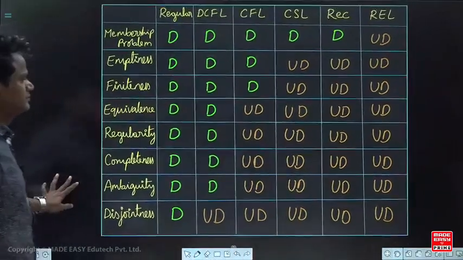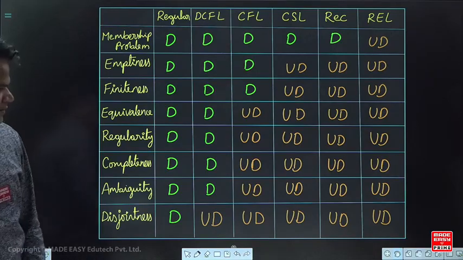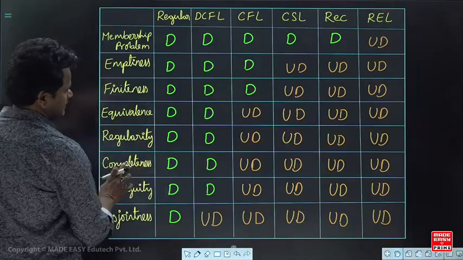Copy. Done? Okay. We will see what these problems are. Copied? Now.